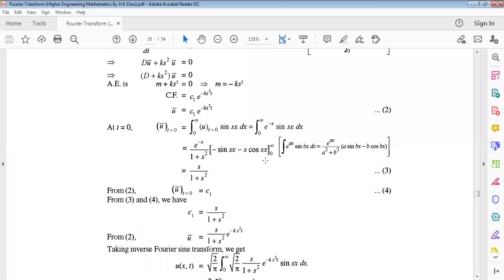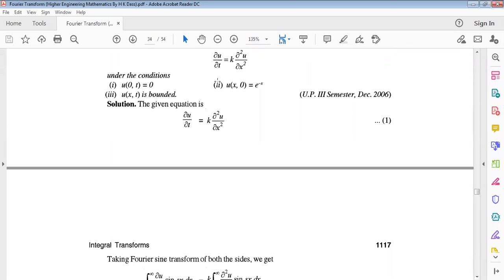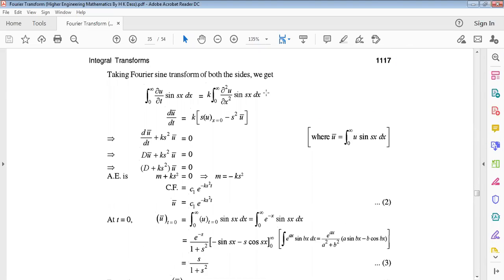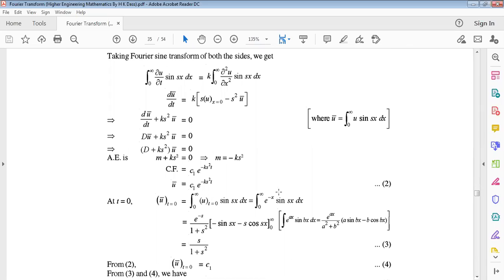At t equals 0, what is the value of u? At t equals 0, the value of u is e to the power minus x. This is why, using the boundary condition.